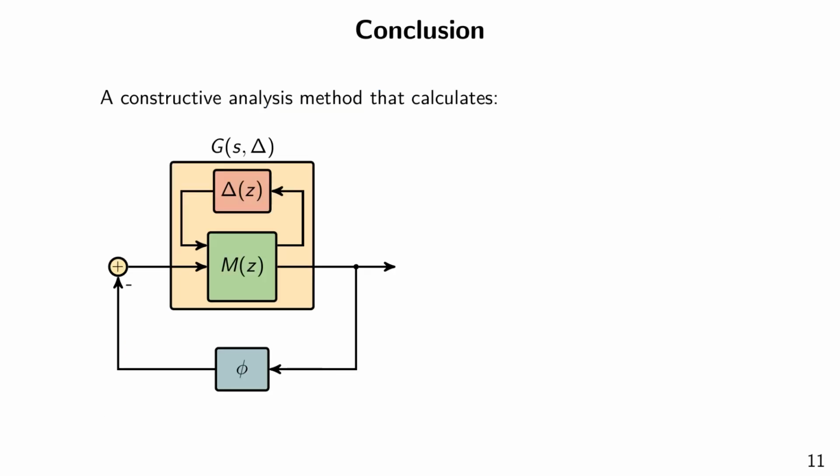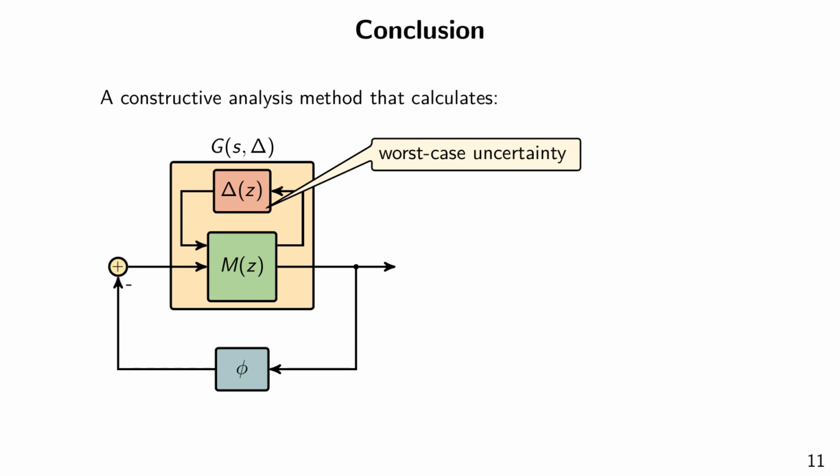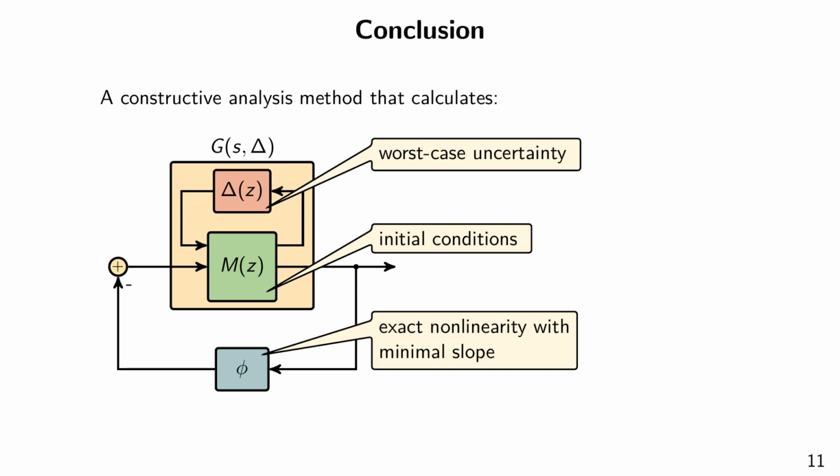Let me conclude the talk. I presented a method for finding a limit cycle solution of an uncertain Lurye system. The method is constructive and provides the required worst-case uncertainty sample, initial conditions, and the exact nonlinearity with minimal slope. In the future, we plan to generalize this approach by extending it to more complex uncertainty structures.